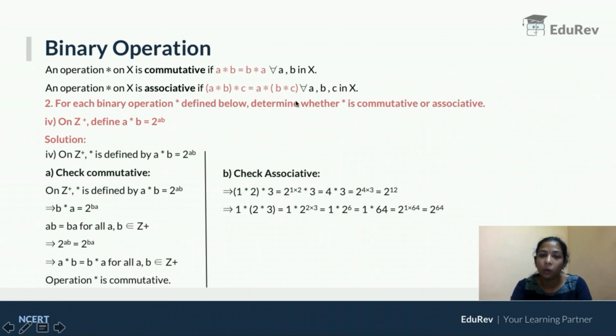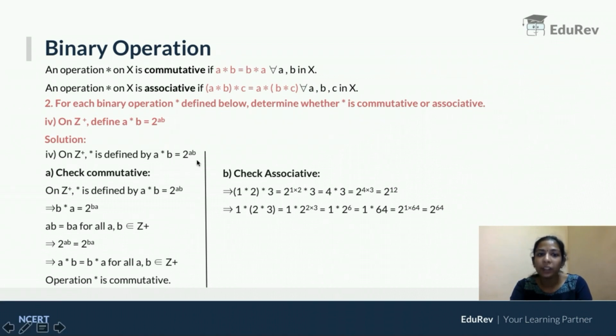A star of (B star C). That means first you have to perform B star C. So 1 star of (2 star 3). What is 2 star 3? Simply 2 to the power 2 into 3. So I am replacing this term with 2 to the power 2 into 3. So what will this whole term be? 1 star 2 to the power 6 because 2 into 3 is 6. So 1 star 2 to the power 6. What is 2 to the power 6 value? 64. So what is 1 star 64?